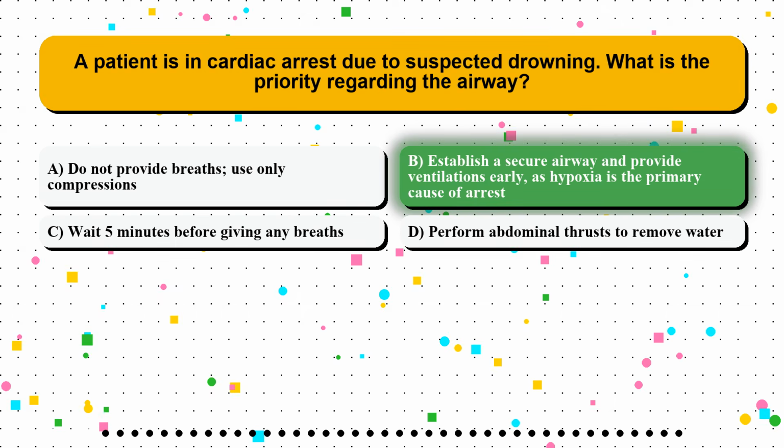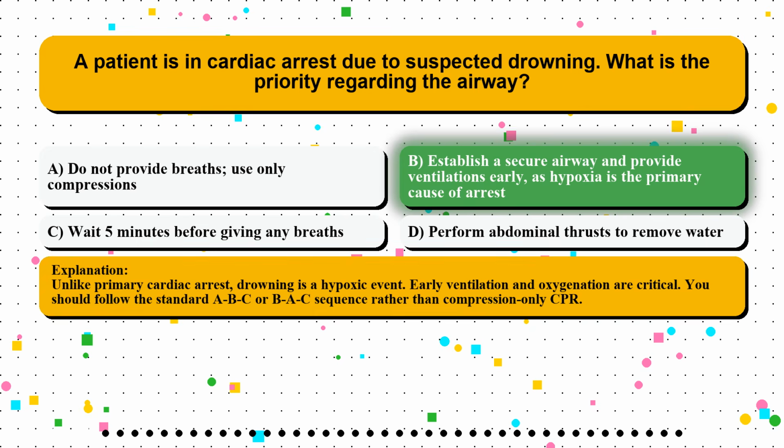The correct answer is option B. Establish a secure airway and provide ventilations early, as hypoxia is the primary cause of arrest. Unlike primary cardiac arrest, drowning is a hypoxic event. Early ventilation and oxygenation are critical. You should follow the standard ABC or BAC sequence rather than compression-only CPR.